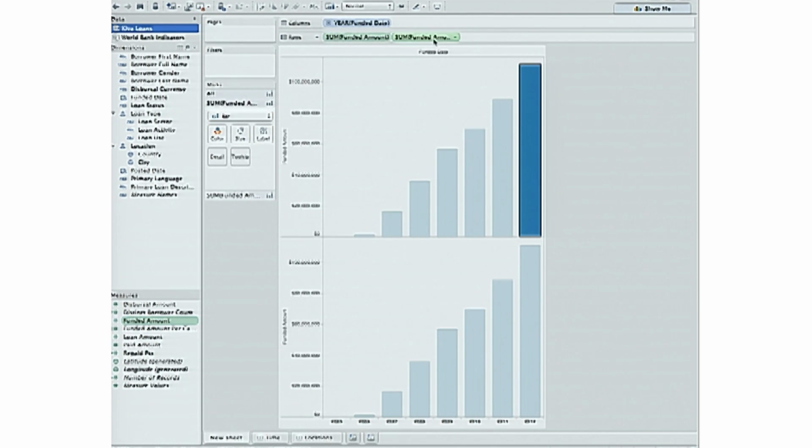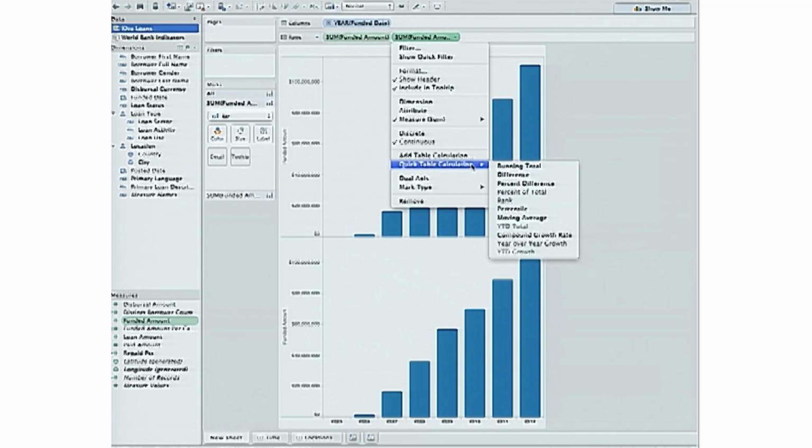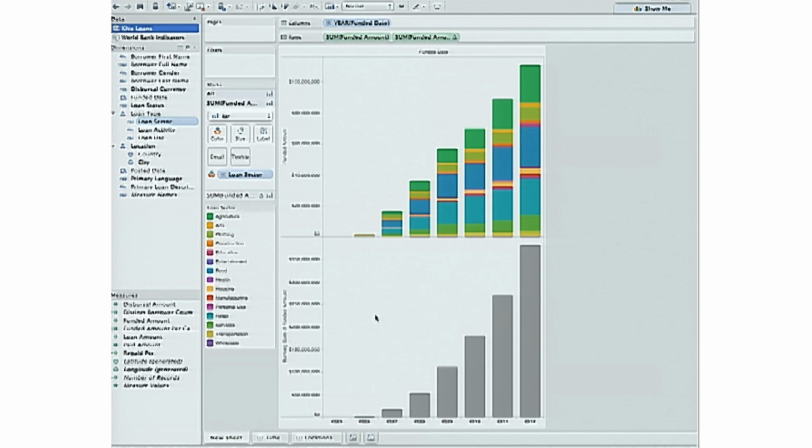If I bring out funded amount again, I can use a quick table calc here to create a running total. And I can drop loan sector here on color. You can see now I can see the individual details for each year and each sector, and also still see the global growth here. This is starting to seem like a really interesting view that I might be able to tell a story with, but there's only one part of the Kiva story.